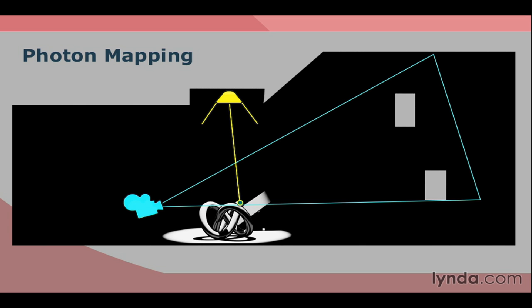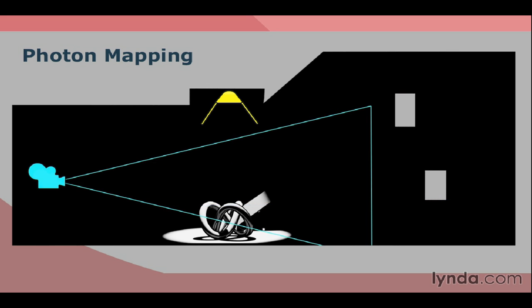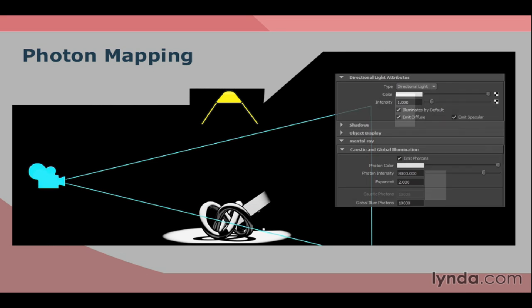The first thing we of course need in a scene is a photon generating light source. To set our light up for this, we need on our light shape node to be in the Mental Ray and Caustic and Global Illumination rollout, where we can make certain that the Emit Photons option is enabled. Once photon mapping itself is then turned on inside the Indirect Lighting tab of the Render Settings dialog, we're ready to generate a photon mapped GI solution.